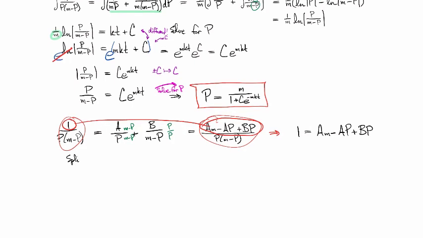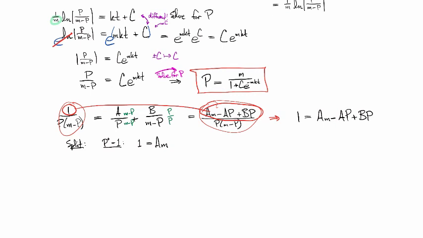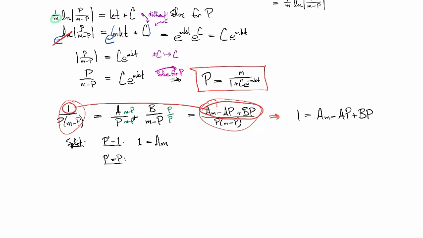And now I can split this by powers of p. So I've got p to the 0, so in other words, I've got the constant 1. And on the left-hand side of the equation, I have a 1. And on the right-hand side, the coefficient of p to the 0 is am. Meanwhile, I also have p to the first power, which is just p. And so looking at the coefficients of p on the left side of my equation, there's no p's at all. And on the right side, there's minus ap plus bp. Those are the p terms.